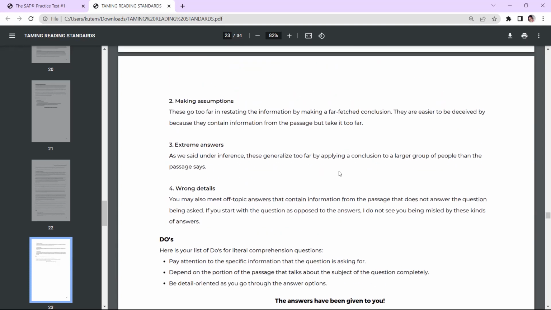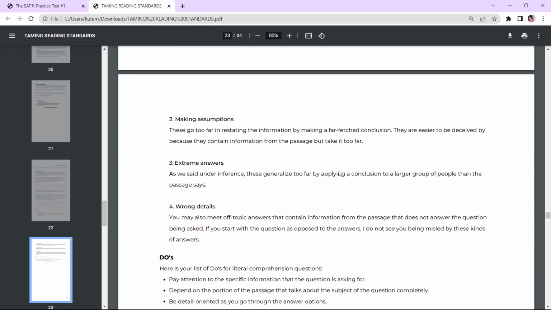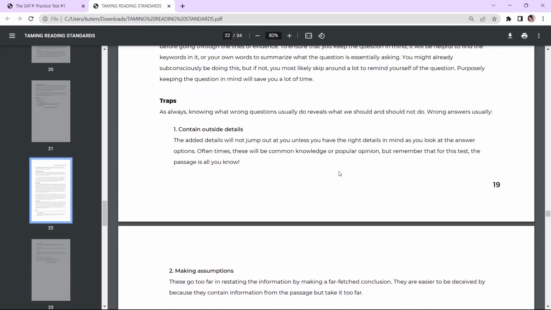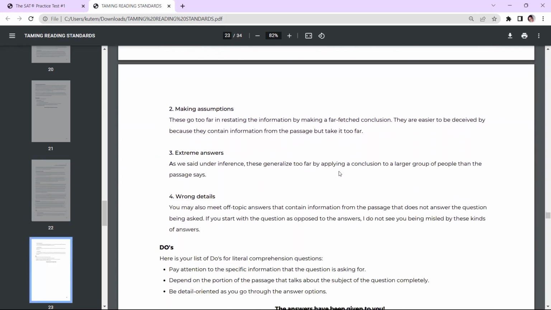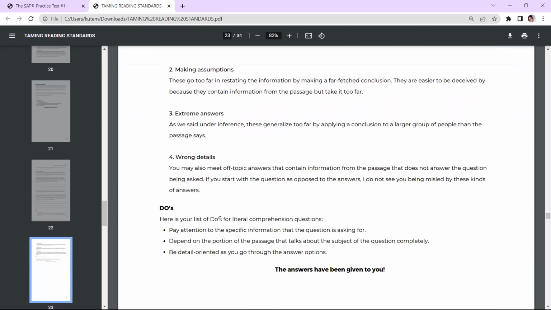Okay, so this lesson has a lot of repetition, because it's just the same point being made all over again: make sure that you focus on the passage and you pick an answer that doesn't have outside details. So here's your list of do's for your literal comprehension questions. Number 1 is pay attention to the specific information that the question is asking for. Like that one is asking us what is true about mothers. That's a specific piece of information, and there's only going to be one right answer that has that information.